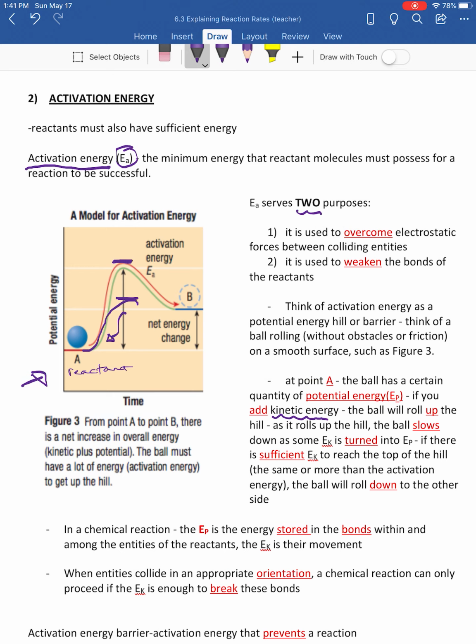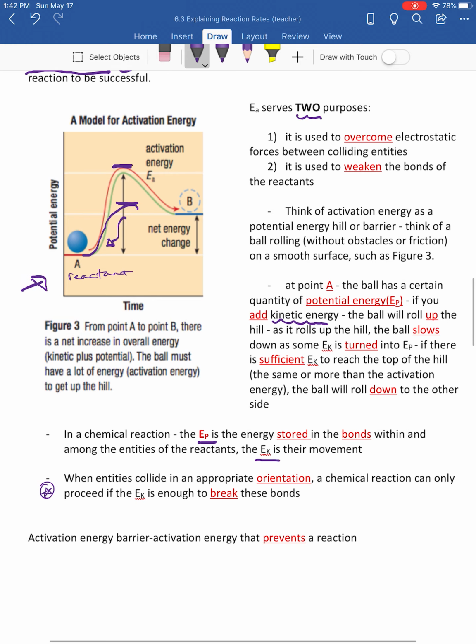So that's exactly what I'm saying here. In a chemical reaction, the potential energy is the energy stored within the bonds, and the kinetic energy is the movement of the particle, with the bond movement as well as the particle movement. Okay? So once again, the only way you're going to make a product is if your reactants have enough energy to break their own bonds. So they're breaking the old bonds. Okay, and that energy is called activation energy.